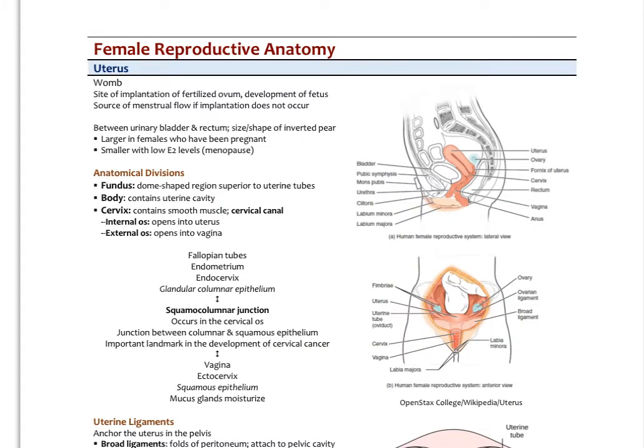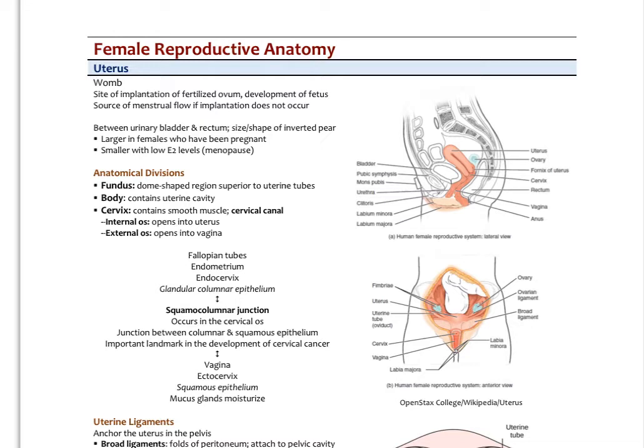Next, we come to the uterus, or the womb. This is the site of implantation of the fertilized ovum and where the fetus develops. It's also the source of menstrual blood flow if the implantation doesn't occur. It's located between the urinary bladder and the rectum. It's about the size and shape of an inverted pear, and it's larger in females who have been pregnant and smaller with lower estradiol levels, like after menopause.